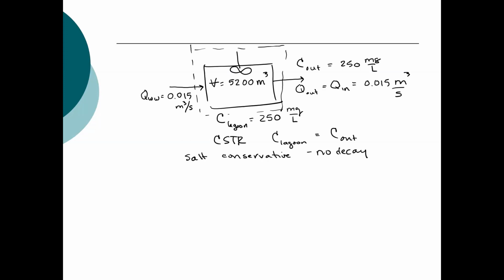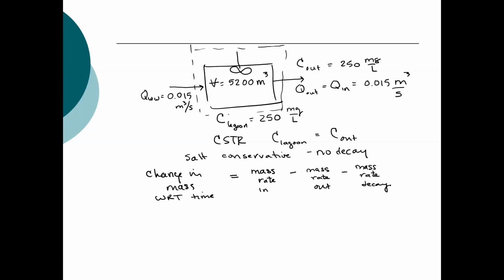The next thing you're asked to do is to write a mass balance in words. So we've stated our assumptions, and now we want to write a mass balance in words. The mass balance in words is simply: the change in mass with respect to time is equal to the mass rate in, minus the mass rate out, minus the mass rate decayed. Okay. If we were looking at a chemical that was actually reacting and forming in this reactor, then the last term would be positive because it's forming.